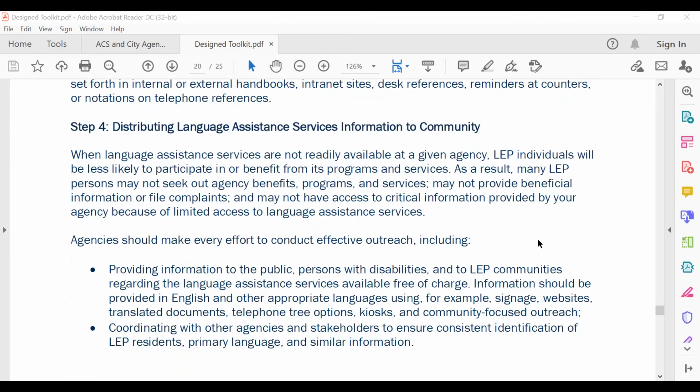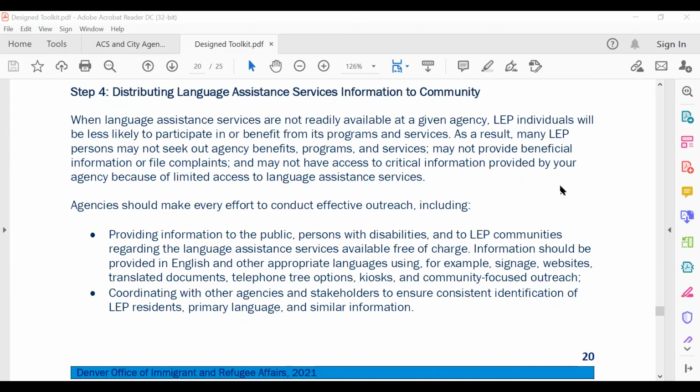So step 4, distributing language assistance services information to your community. Again, that is just notifying the community that you have this language assistance service and how they can actually access it. That way, if they do have questions about a flyer or some type of community-focused outreach material that they receive, they have a phone number, email, someone that can actually help them if they do want that information translated into another language.